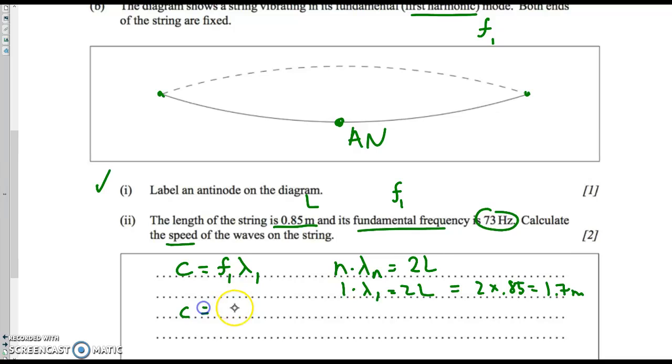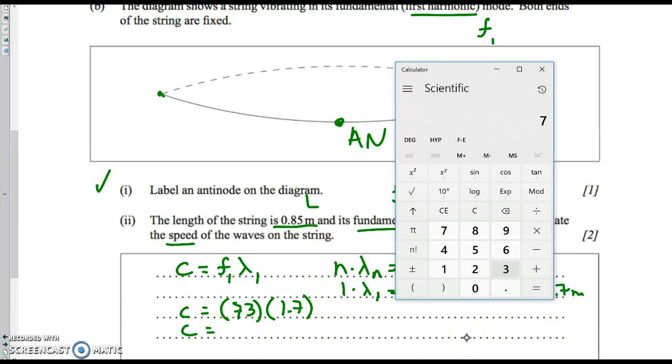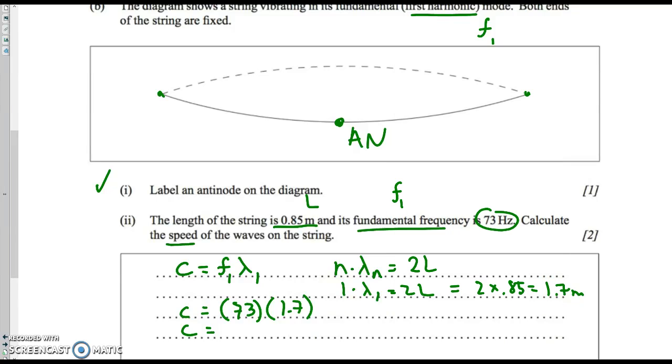So then we plug into the equation. The frequency is 73. Lambda 1 is 1.7. Frequency is in hertz, that's 1 over seconds. Lambda is in meters, so we have meters per second. 73 times 1.7 is 124.1 meters per second, and if we round for sig figs, it's actually going to be 120. 2 sig figs in this value and in this value.